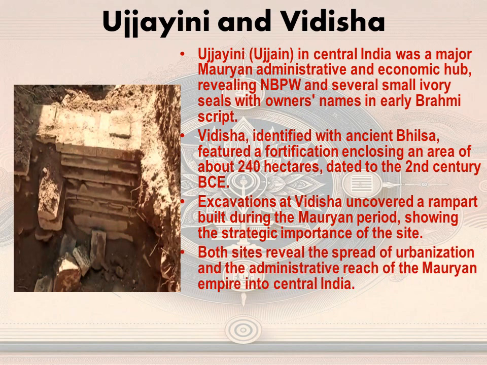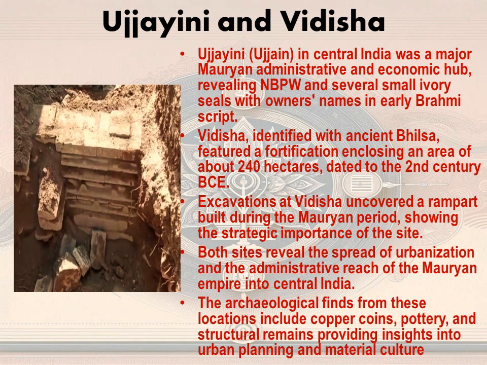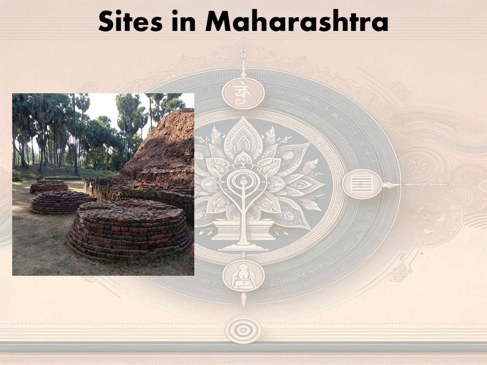Both sides reveal the spread of urbanization and administrative reach of Mauryan Empire into Central Asia. So this site shows the influence or control of Mauryan Empire in Central Asia with proper urbanizational features present in them. The archaeological findings from these locations include copper coins, pottery, and structural remains, providing insights into urban planning and material culture. Sites in Maharashtra.